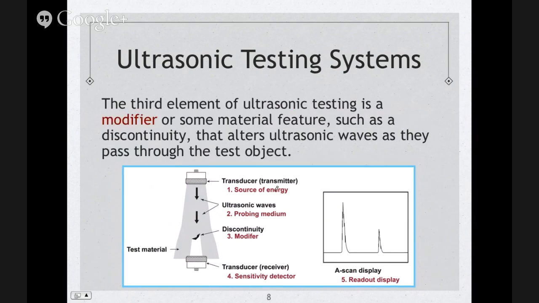Forgot to mention something. I'm sorry. I forgot to mention something about the modifier. Let me see.